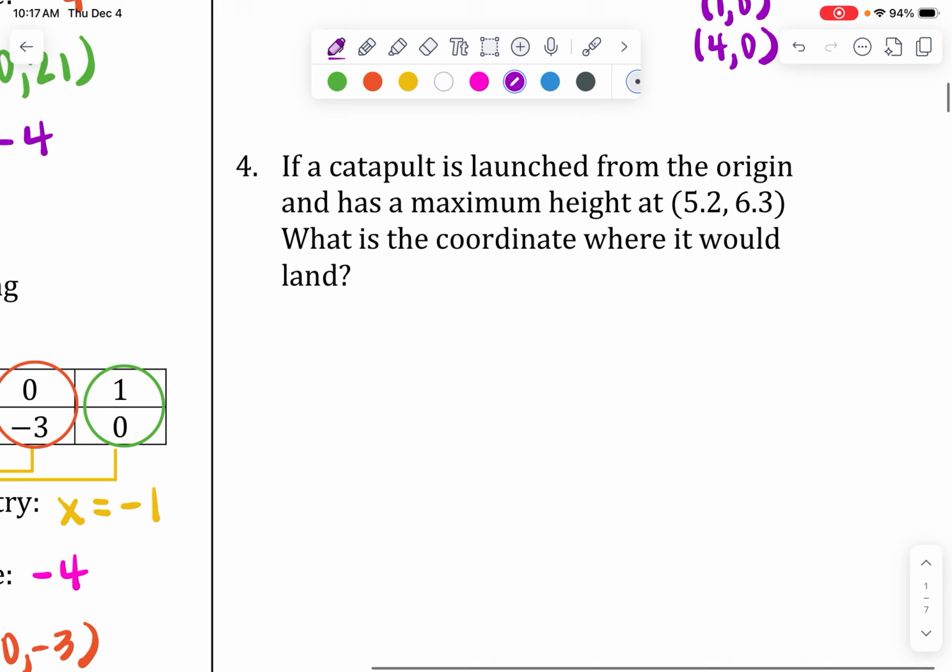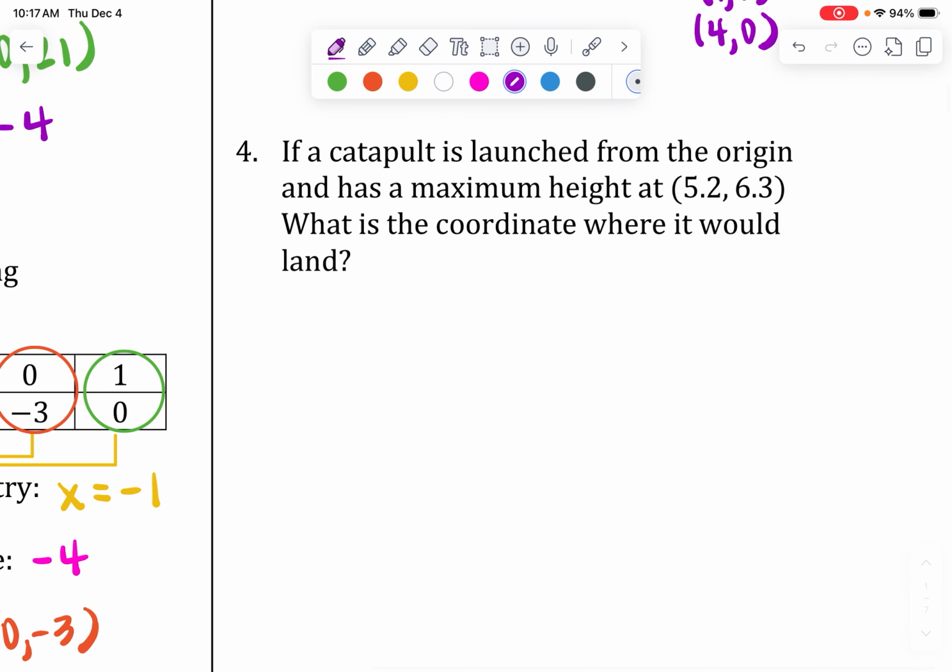All right, I really love this next question. It says, if a catapult, which is like a launching device, launches from the origin and has a maximum height of 5.2, 6.3, what is the coordinate of where it would land? I love this question. It's not difficult by any means, but it does test your knowledge about the symmetry of a parabola. So I'm just going to kind of draw what's happening here.